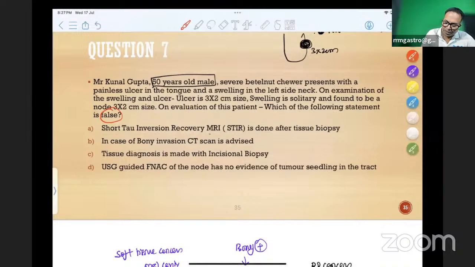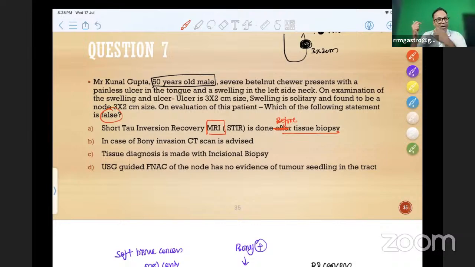Short tau inversion MRI is done after tissue biopsy. So no, MRI should be done not after, it should be done before tissue biopsy, because when you do a tissue biopsy, the inflammation because of the biopsy will look like an infiltration. Therefore, this is the basic. If you are going for a radiological investigation and pathological investigation, always do radiological investigation before going for a needle or true cut.